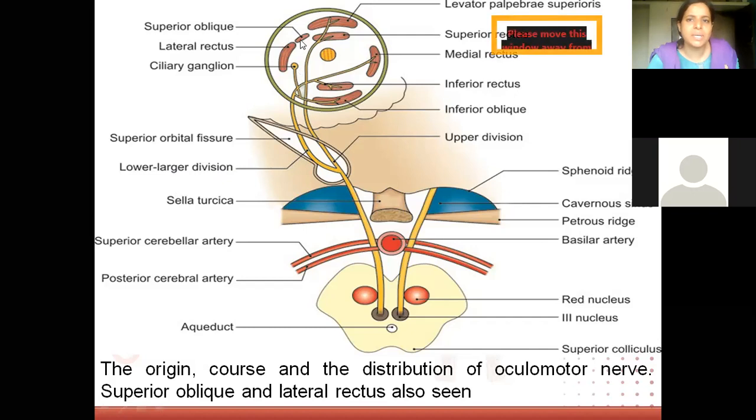The upper division is supplying which muscles? If you learn this diagram, write the complete answer in your own words. What are the muscles supplied? Levator palpebrae superioris and superior rectus. Now just follow the course of the lower, larger division. It is supplying medial rectus, it is supplying inferior rectus, isn't it? And one twig is also going to the ciliary ganglion. Not lateral rectus. Lateral rectus is by abducent. Ciliary ganglion. Okay, learn this diagram and write in your own words.